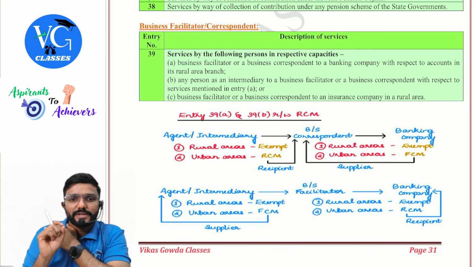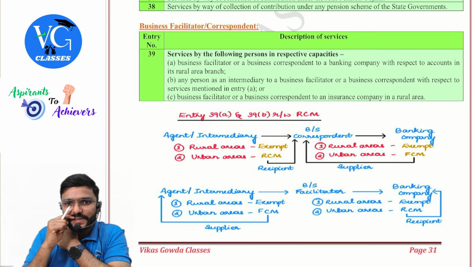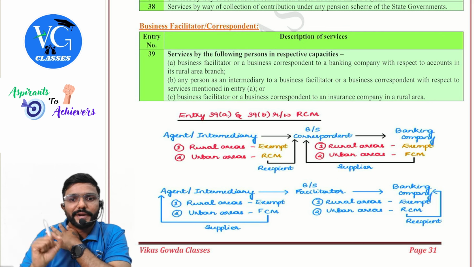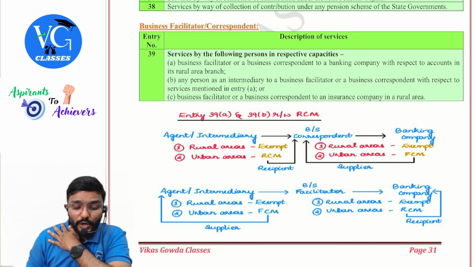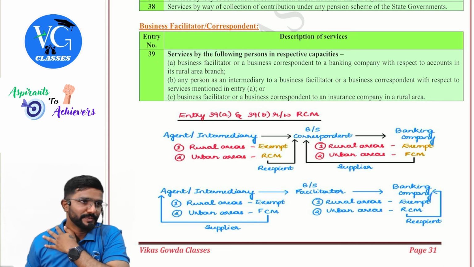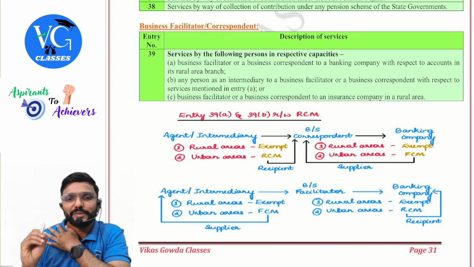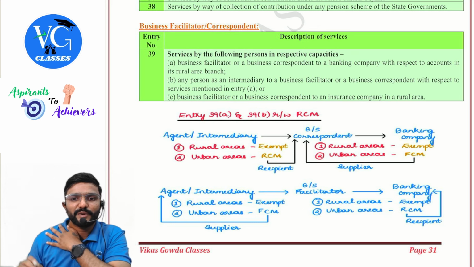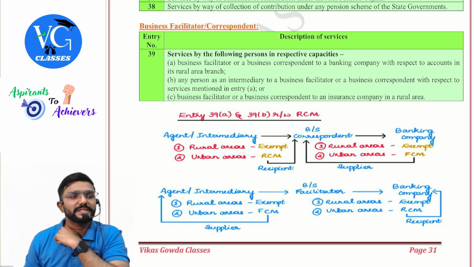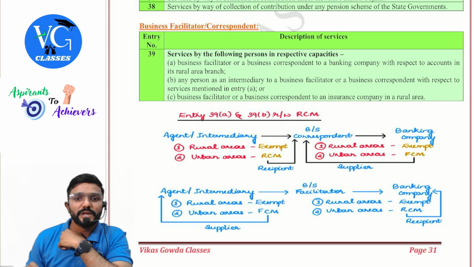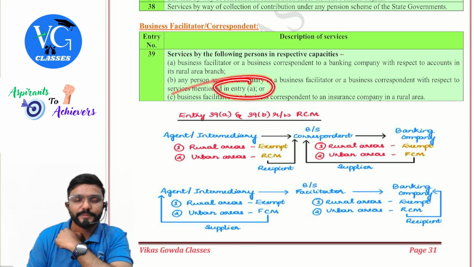Entry 39. Services by the following persons in the respective capacities. Business facilitator or a business correspondent to a banking company with respect to accounts in the rural area branch. What if it is urban? Taxable. Second, any person as an intermediary to a business facilitator or a business correspondent, means agent to business correspondent or business facilitator, with respect to services mentioned in entry A.